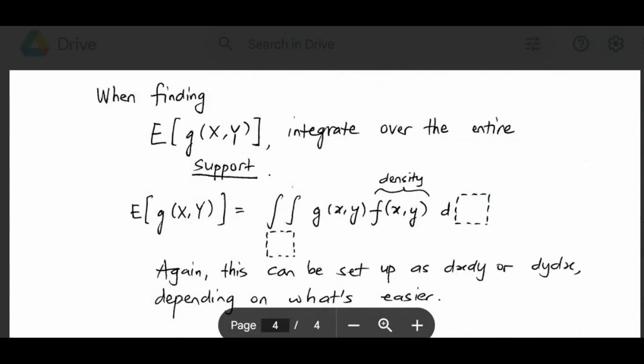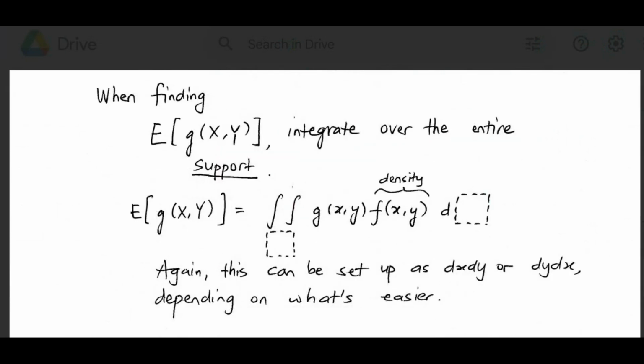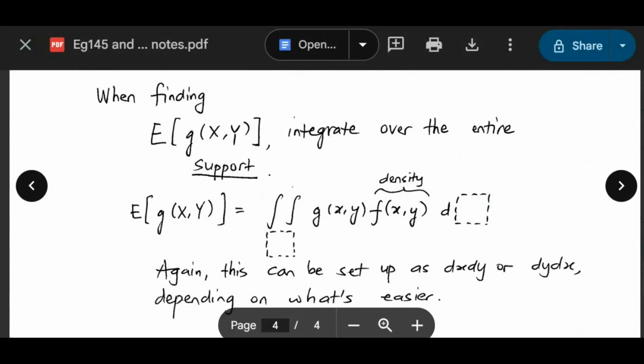So the point I'm trying to make is please differentiate between probabilities and expected values. Expected values are always found by integrating over everything. Probabilities are found by integrating over the region that you are interested in. All right? Okay. So let's go back to this.